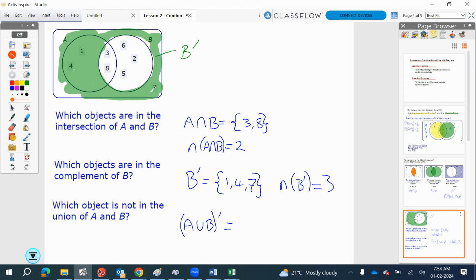Which subset is this? Seven. 7. So 7 is the only element in that set.